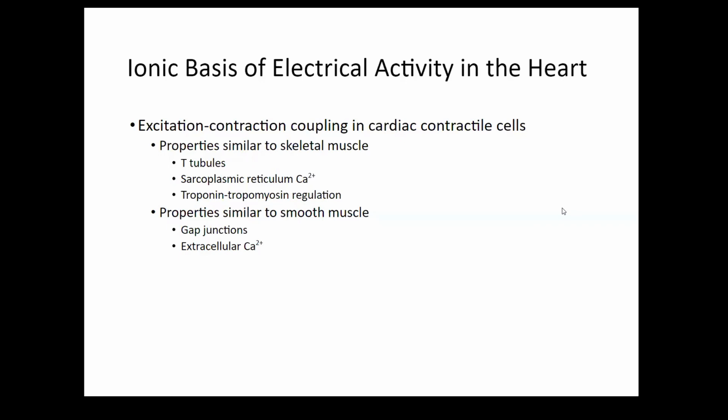We're still going to have T-tubules. We're still going to have calcium coming from the sarcoplasmic reticulum. We're still going to have this relationship between troponin and tropomyosin. But there will be a couple of features that look a little more like smooth muscle. We didn't really talk about the details of excitation-contraction coupling in smooth muscle, although your textbook did.